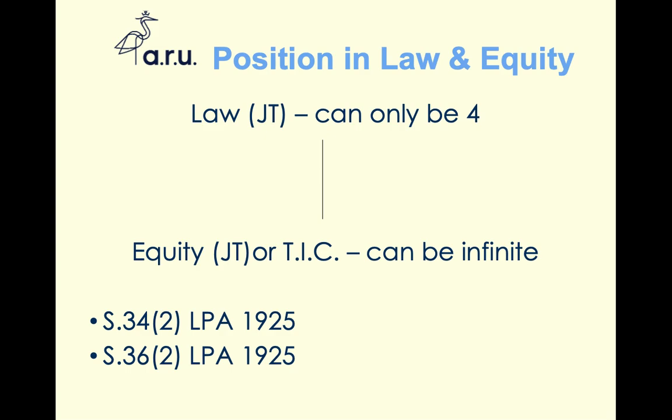As well as that, down in equity, apart from the fact that it can be infinite and we could have more than 4, they can be of any age as well. So we can have any amount of beneficiaries we choose, and of any age. So we can talk about children down there as well if we wanted to.